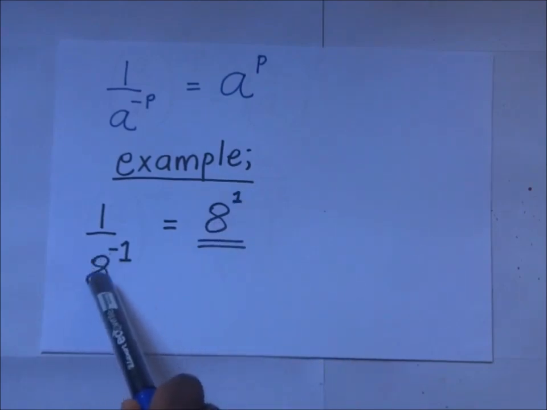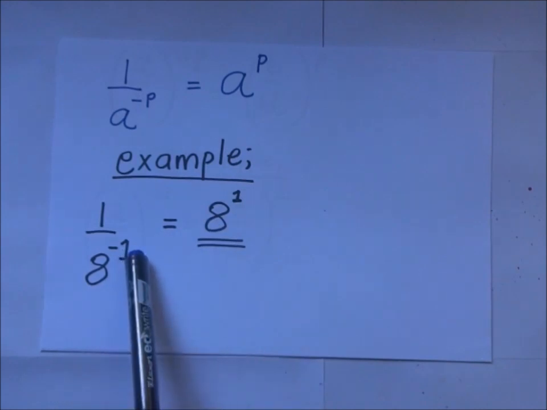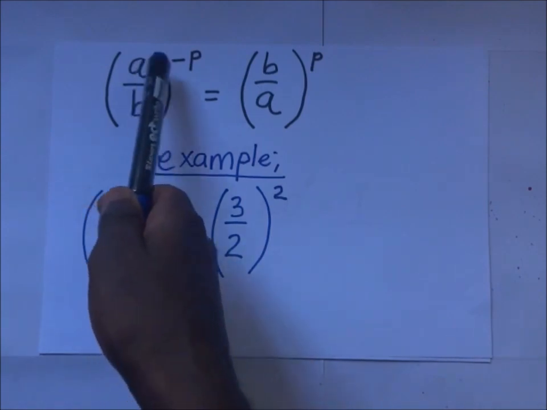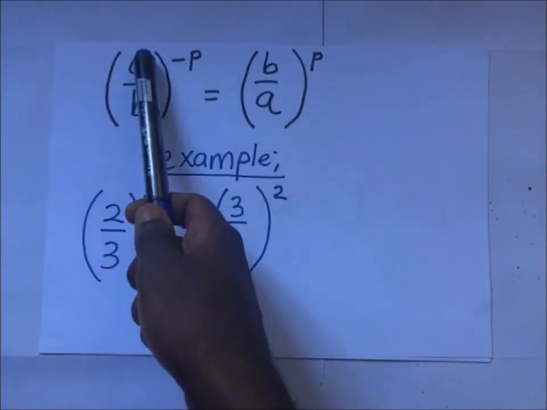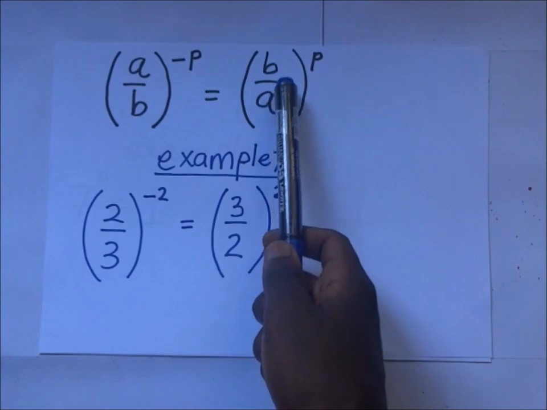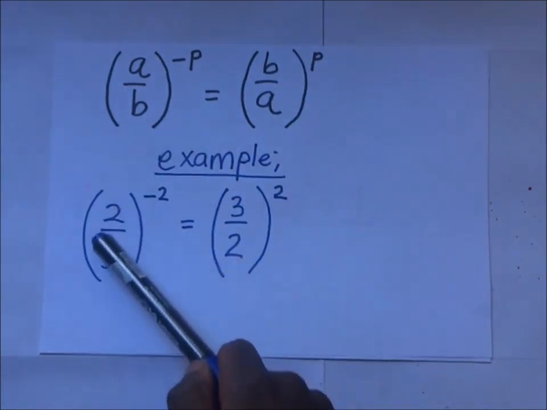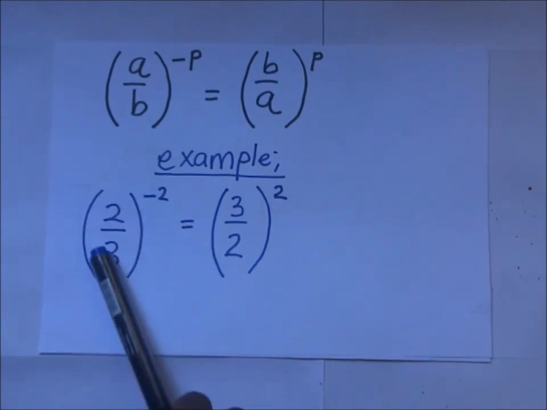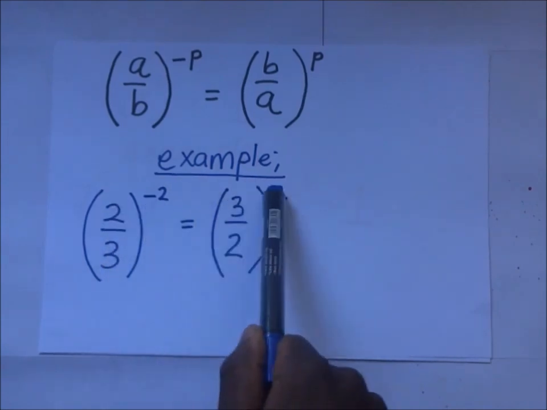It's the reciprocal of that number that gives you the number to the power of that digit without the negative sign. Then we have a over b to the power negative p. Again, if you want to remove that negative sign, you simply find the reciprocal of this. And so of course the reciprocal of a over b is b over a to the power p without the negative. And in our example, it is well illustrated that 2 over 3 to the power negative 2, to remove that negative sign, you get the reciprocal of this. So it's going to be 3 over 2 to the power 2 without the negative.